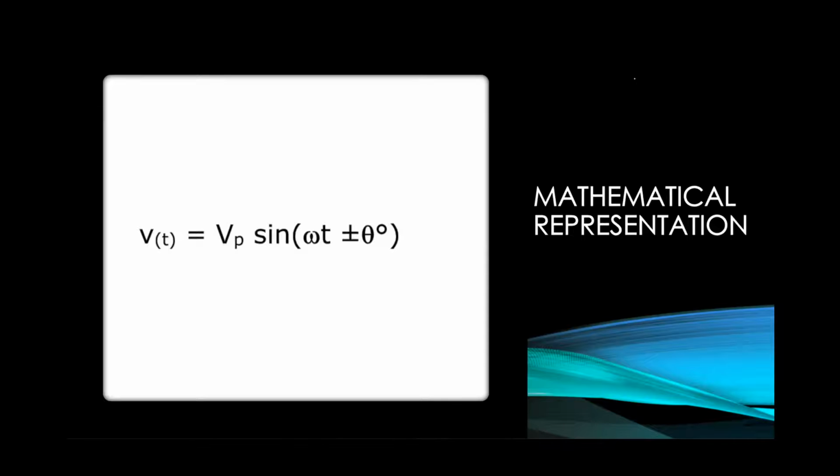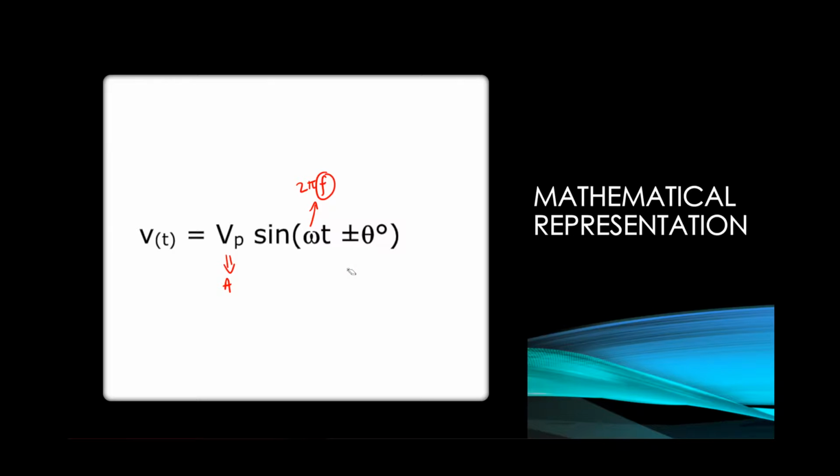After looking at the important parameters of a sine wave, let's look at the mathematical representation of a sine wave. V(t) is the voltage level at any point in time. Amplitude is denoted by Vp. ω is the angular velocity, which can also be written as 2πf, where f is the frequency of the wave. t is time as a variable.